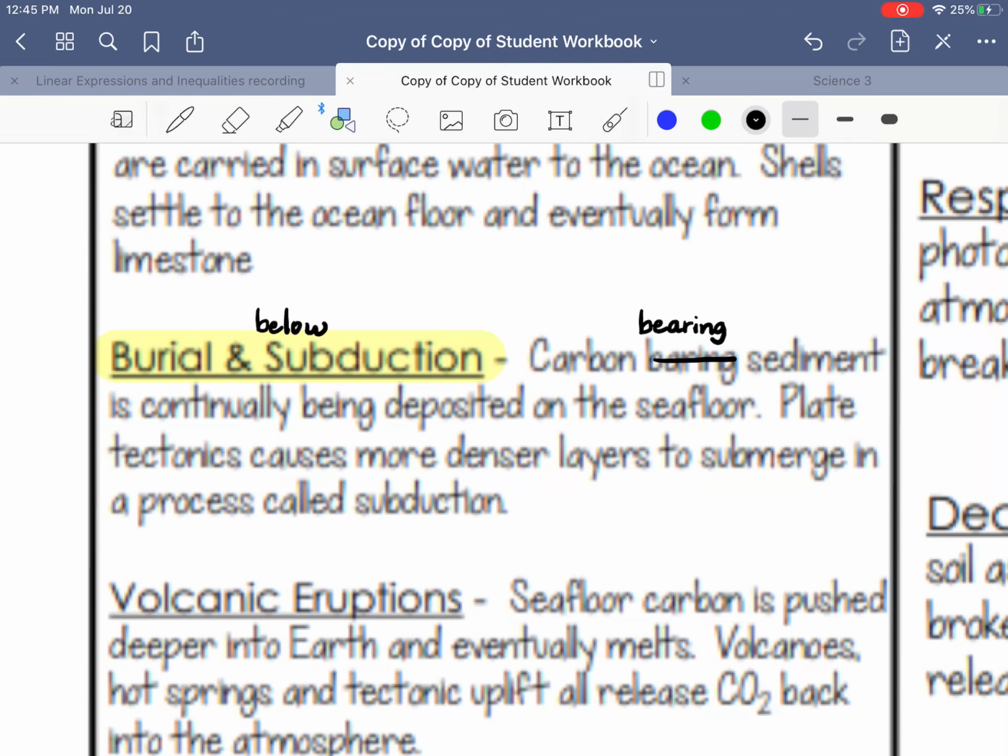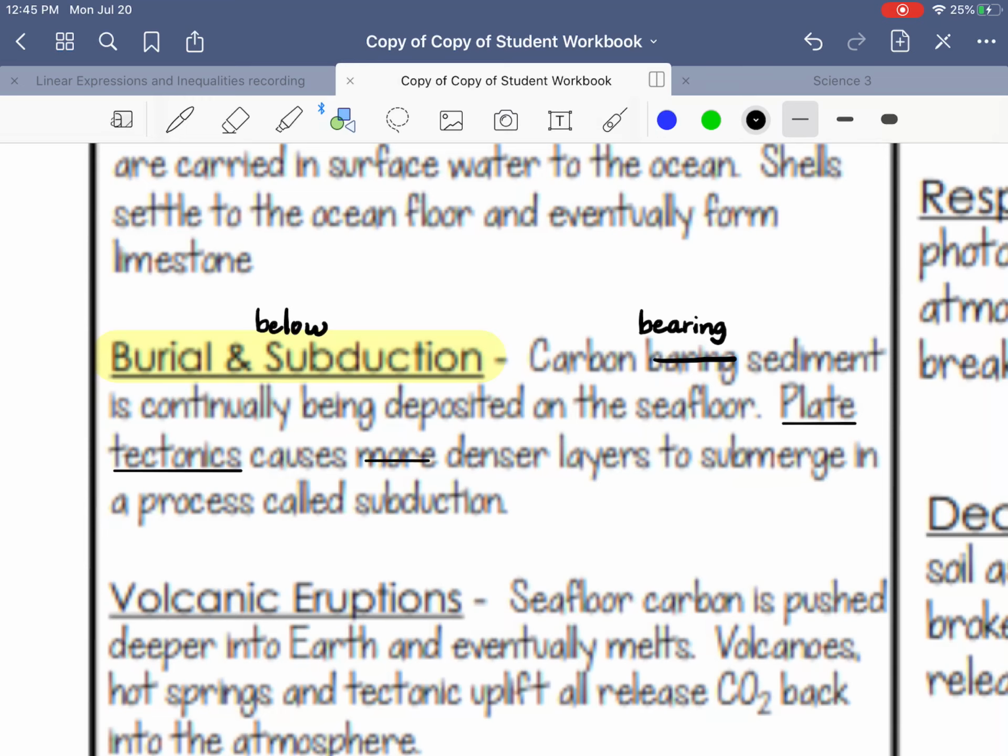Plate tectonics. Now this is a term that you need to know. Plate tectonics is the movement of those massive plates on the Earth's surface. If you think about the whole globe as being broken into these massive plates of rock, plates are constantly moving, and they're pushing and they're pulling and they're rubbing against each other. So that process of plate tectonics causes denser layers to submerge in a process called subduction.